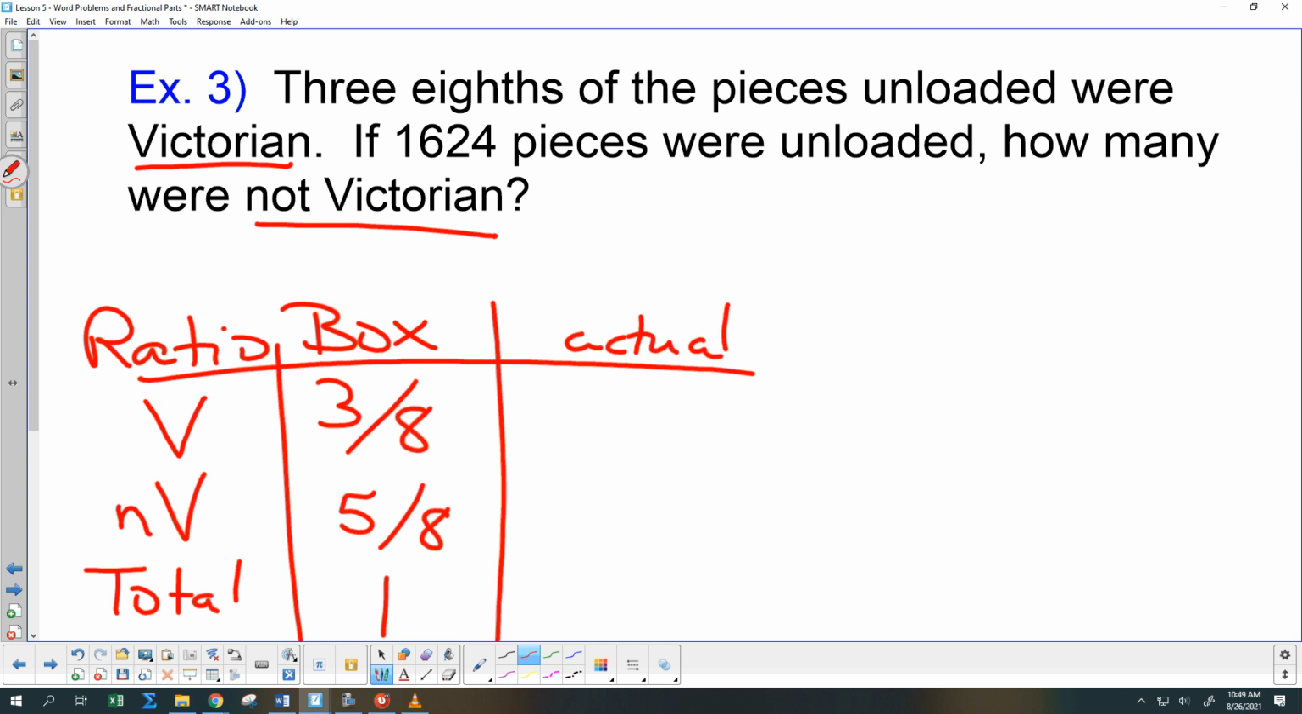And it tells me 1,624 were unloaded. Was that Victorian, not Victorian, or total? Everybody, what do you think? Total. Total, so I need to put my 1,624 here. What do I need to find, everybody? Not Victorian, so the one I need to find, I put my letter beside that. Now I don't need the top row, that was just so I could figure out the 5/8 in there.